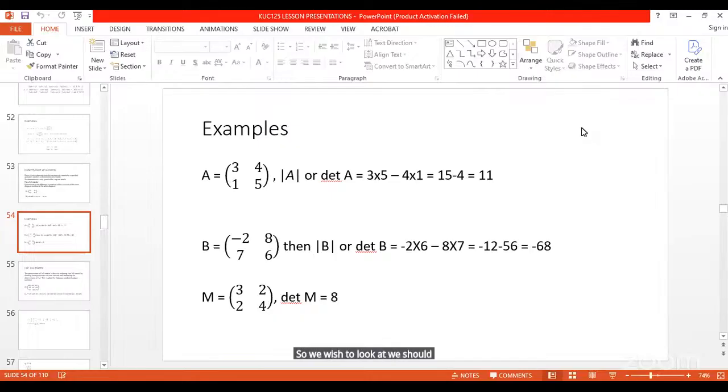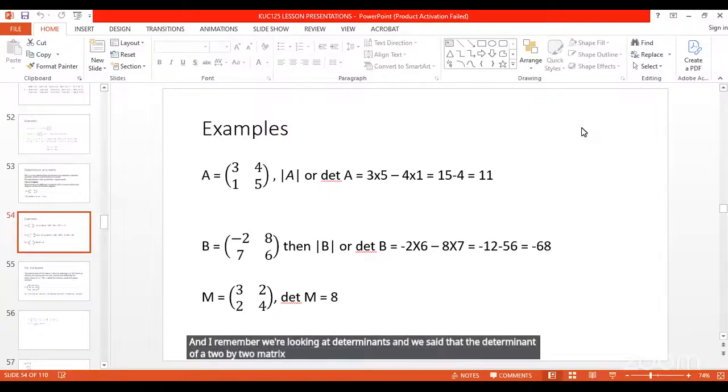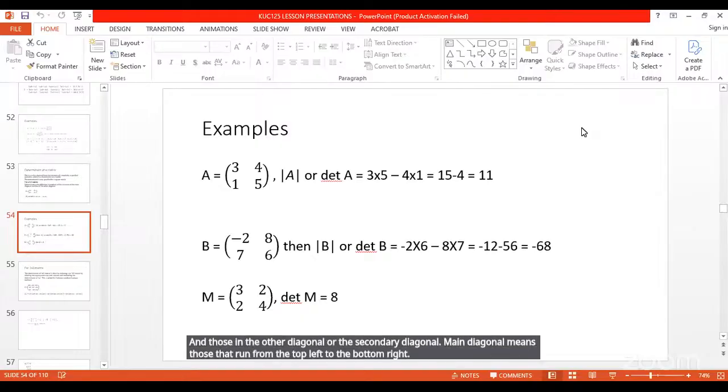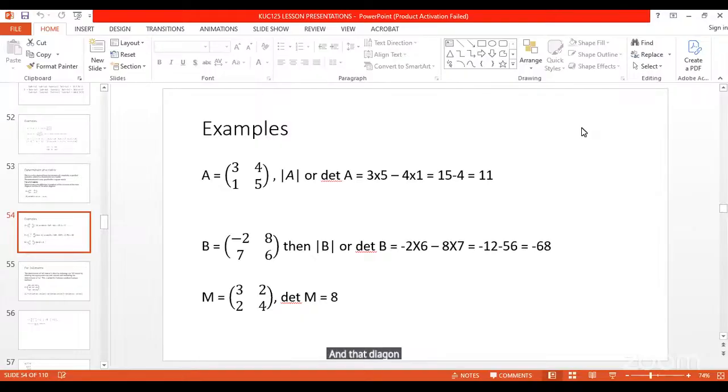Where we left. And I remember we are looking at determinants, and we said that the determinant of a 2x2 matrix is the value obtained as the difference in the products of the elements in the main diagonal and those in the secondary diagonal. Main diagonal means those that run from the top left to the bottom right, and the other diagonal is those that run from top right to bottom left.